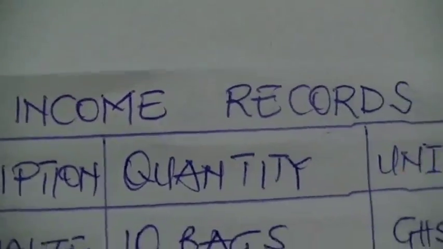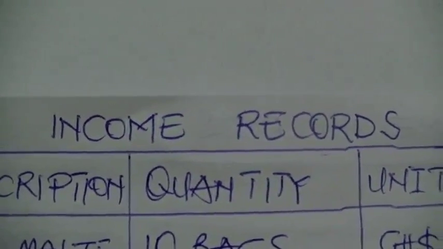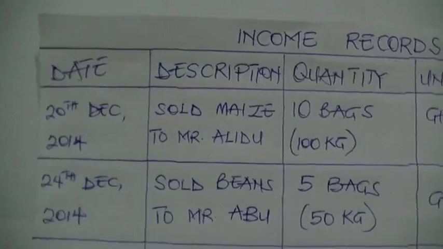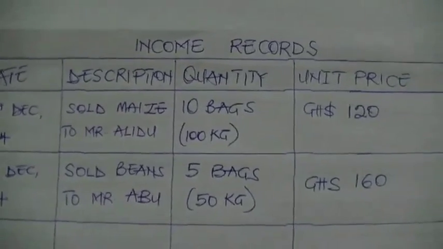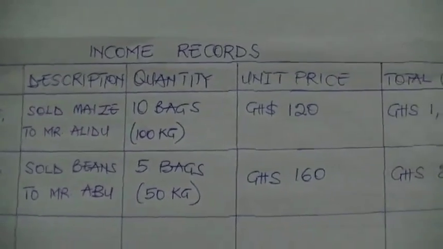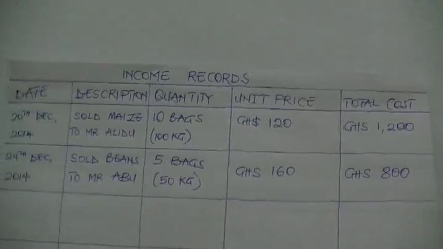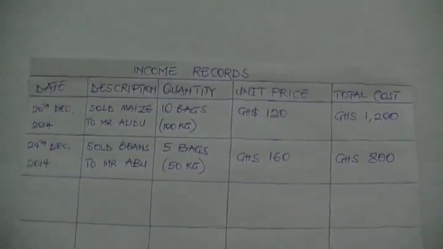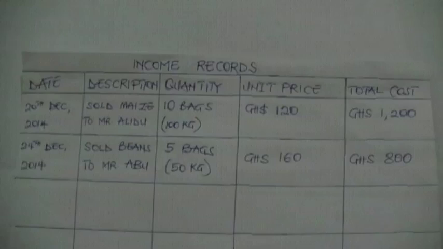Similarly, you should have another page for only recording income you get from your farming activities, like the one for expenditure. This should also have date, description, quantity, unit price, and total amount. Every time you manage to sell some of the produce from your harvest, you should record it on this page at the price at which they were sold.